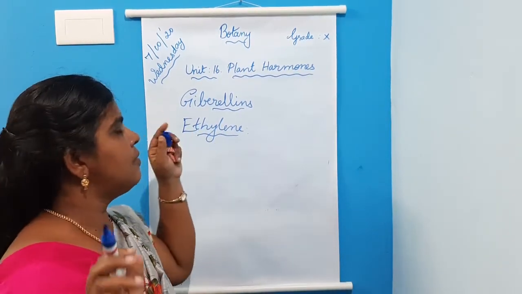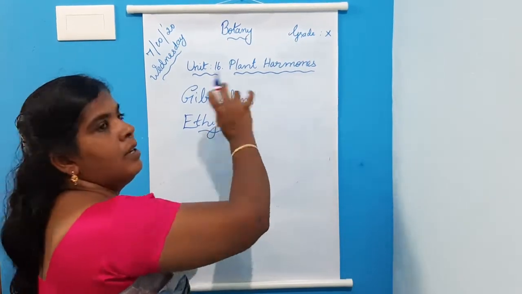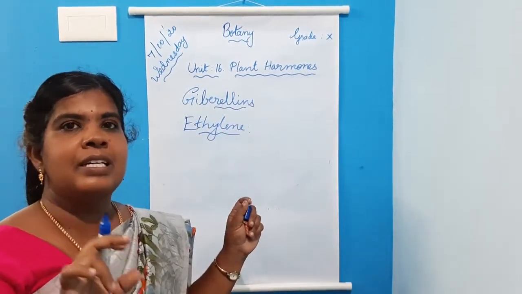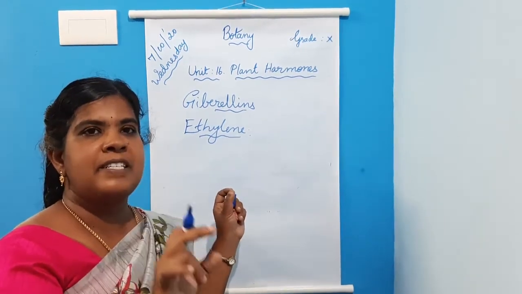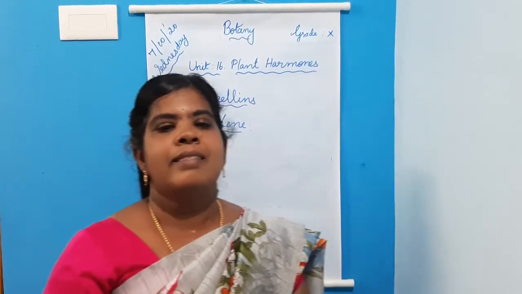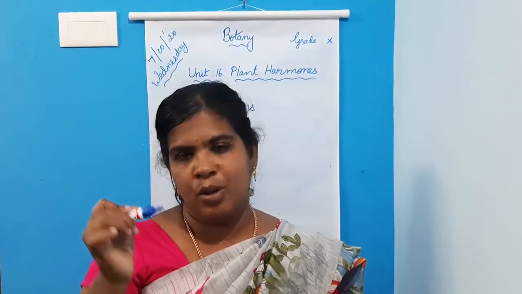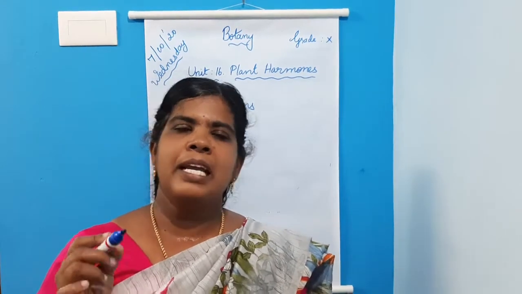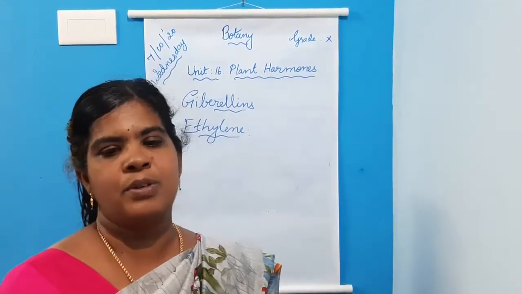Ethylene. Which hormone is most abundantly found in plants? Gibberellin. Which is a powerful growth inhibitor? Abscisic acid, which is a stress hormone. Which is a gaseous hormone? Ethylene. Ethylene is a gaseous hormone. It's a growth inhibitor. It is mainly for maturation and ripening of fruits.